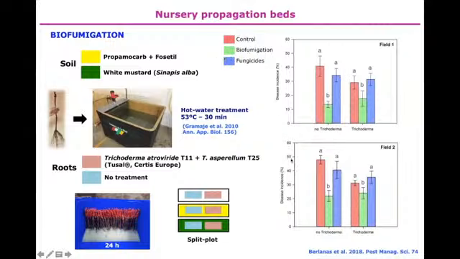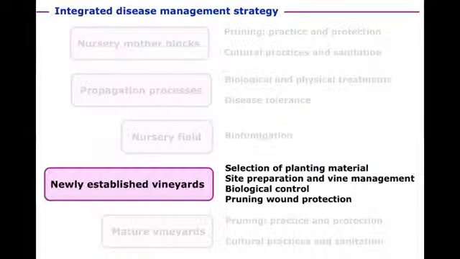Results showed that percentages of infected plants were significantly lower in treatments with white mustard than in the non-soil treatment control and chemical fumigation plots in both fields. So, in our conditions, we recommend biofumigation with white mustard to reduce Blackfoot disease incidence in Spanish soils. In newly established vineyards, it's important to select apparently healthy planting material and also carry out an adequate site preparation and vine management. In this section, I will also talk about biological control as a preventive strategy before planting.